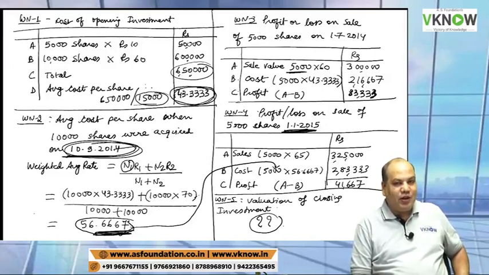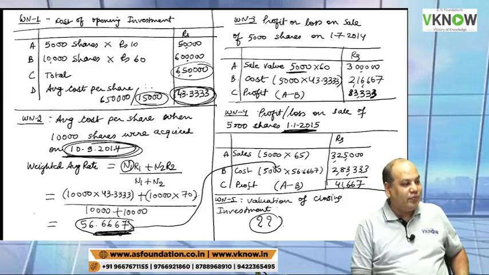First 30 seconds I will ask you to try. Value of closing investment. Yes, please try. Calculate number of shares at the end, multiply by cost, or whatever you want, and give me the answer. Why are you not responding? One student is saying 8,50,000. Market price of this share is 55 rupees. Have you considered that?